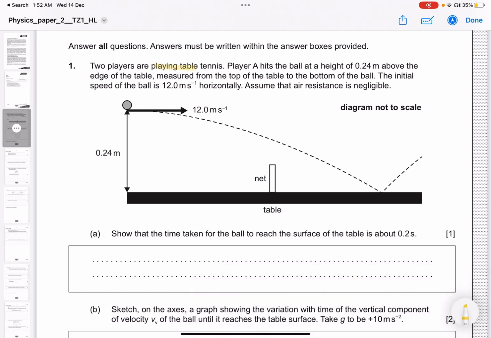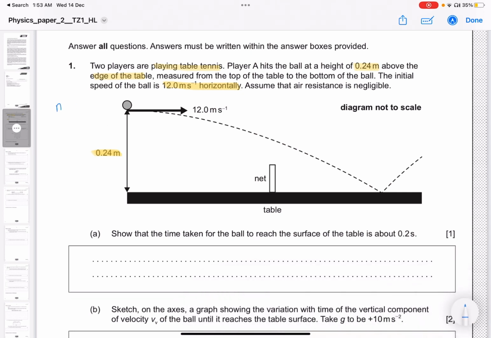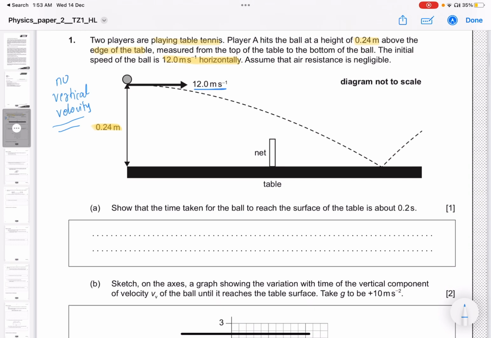Two players are playing table tennis. Player A hits the ball at a height of 0.24 meter above the edge of the table, measured from the top of the table. They're talking about the vertical displacement, measured from the top of the table to the bottom of the ball. The initial speed of the ball is 12 meter per second horizontally. Assume that air resistance is negligible. The very easy part is that there is no vertical velocity at the start, so we only have to use the horizontal velocity in our question as the initial velocity.